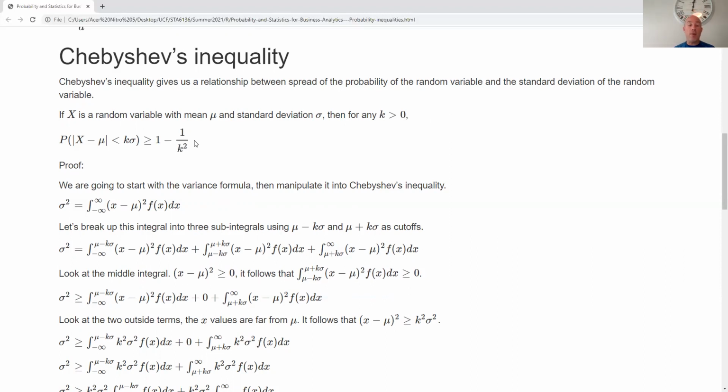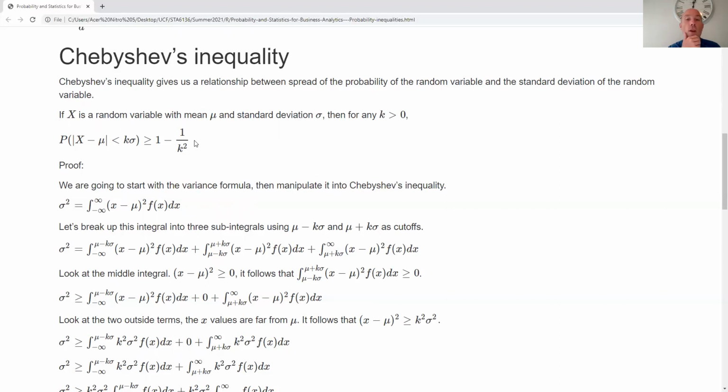All right, what does this tell me? This gives me an idea of how likely it is that X is close to its central tendency. Flipping it the other way, this gives me an idea of how likely X is to be far away from its central tendency. Now, I don't actually know what the distribution of X is. This is very powerful. All I need to know is that it has an expected value mu, and I know the value mu, and it has a standard deviation, and I know what that standard deviation is. And then this works for any positive K, any of them.